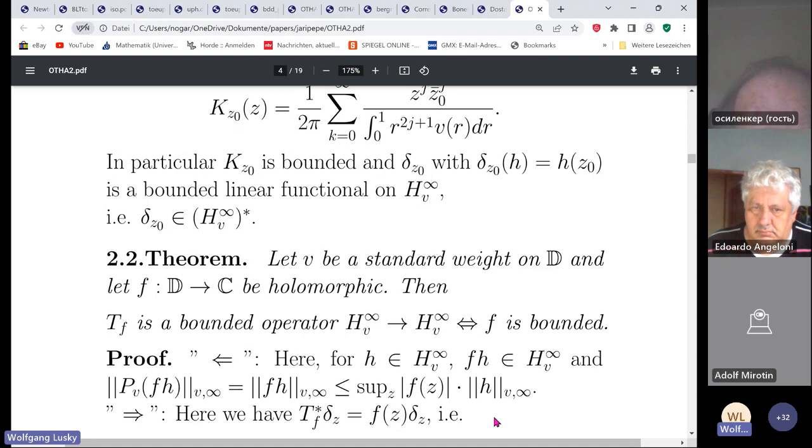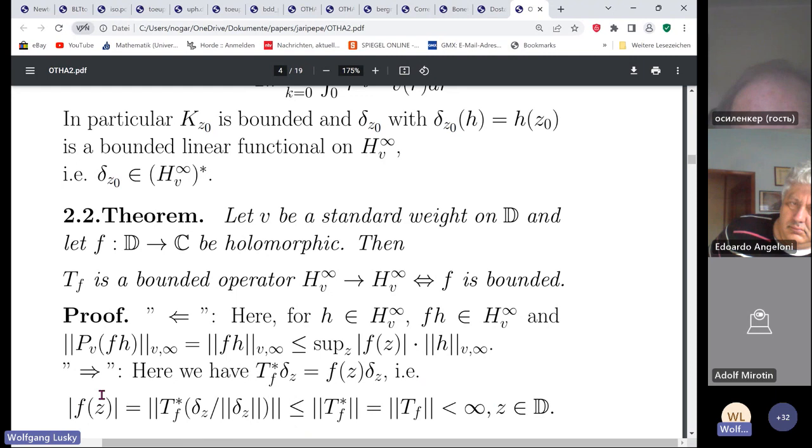And so we get, if we now look at the modulus of f of z, this can, using this equation, be expressed like this. Here we take the normalized functional and we go over, and T sub f star applied to this is the functional. We apply the norm to this and we end up having just the norm of f of z. And since in the inner bracket we have a norm one element, this can be estimated from above by the operator norm of T f star. And since T f is bounded, the operator norm of T f star is the same as that of T f.